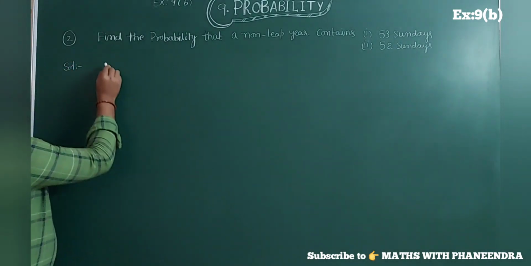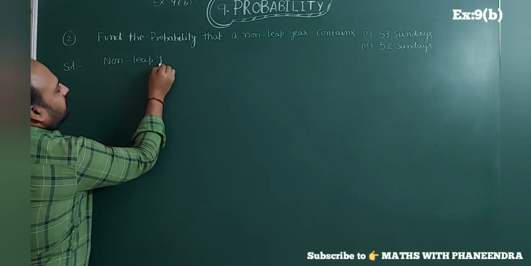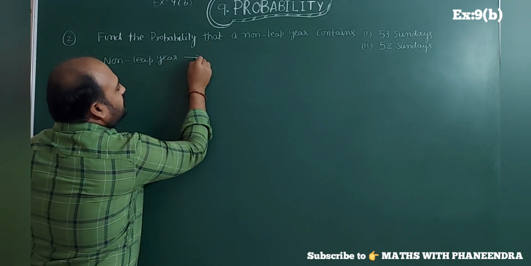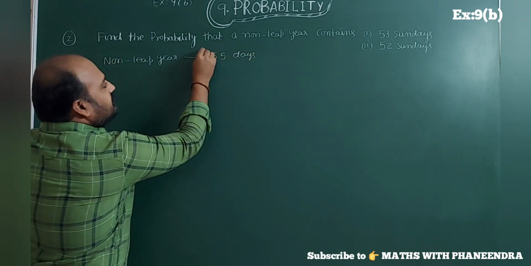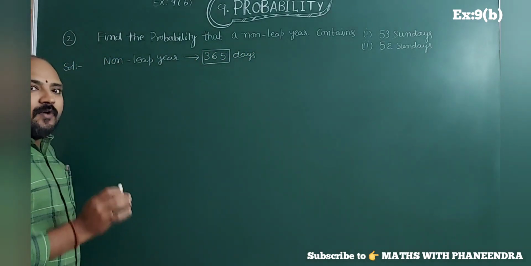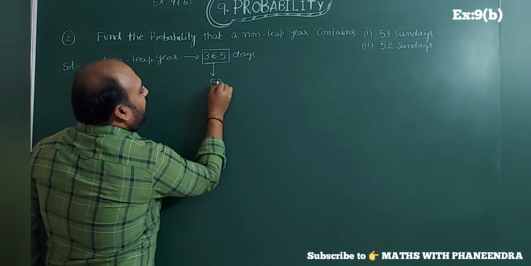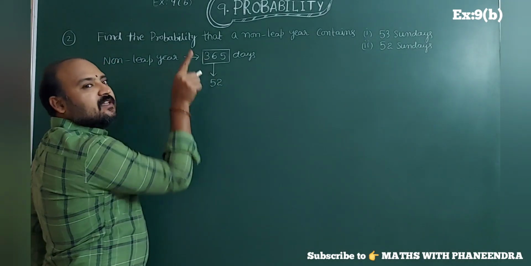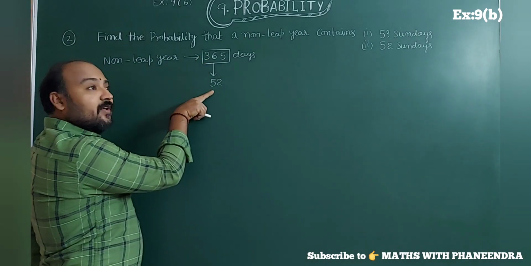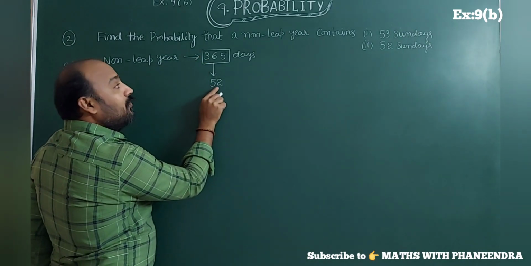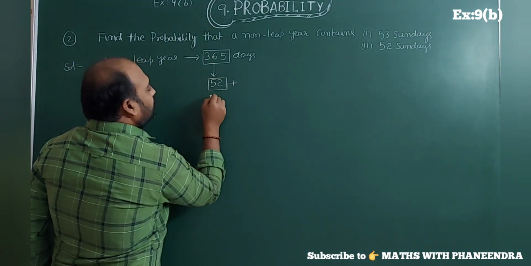A non-leap year contains 365 days. These 365 days can be divided into weeks: 52 weeks. How do we get this value, sir? Divide by 7, because the number of days per week is 7. 365 by 7: 7 into 52 is 364. 1 day extra will come. These are the weeks.